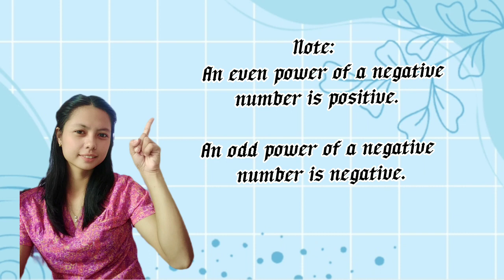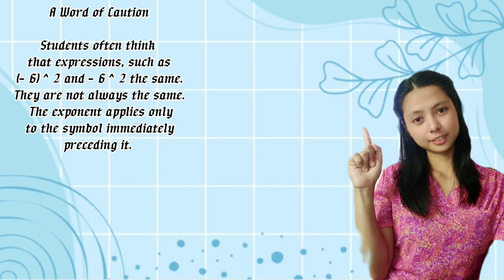Note that an even power of a negative number is positive. An odd power of a negative number is negative. A word of caution. Students often think that expressions such as (negative 6) squared and negative 6 squared are the same. They are not the same. The exponent applies only to the symbol immediately preceding it.